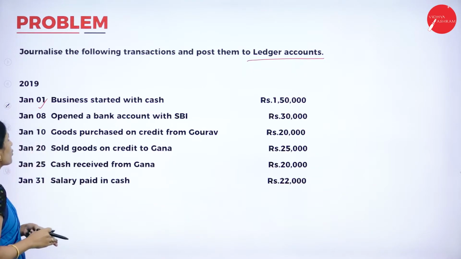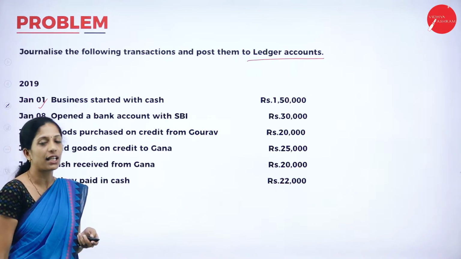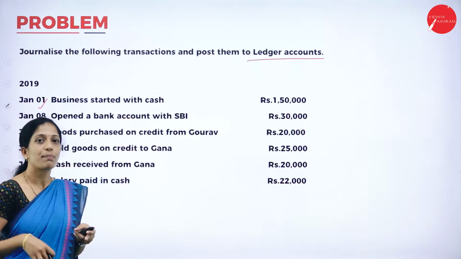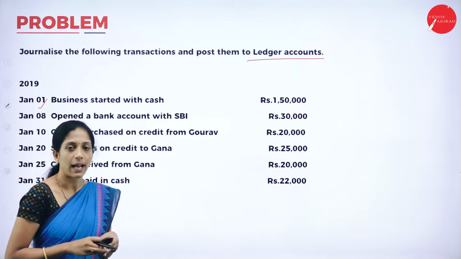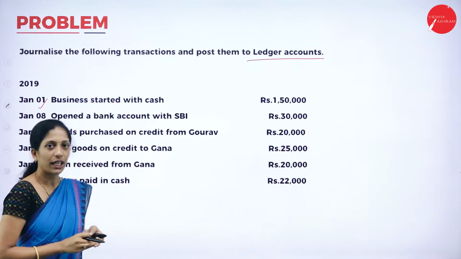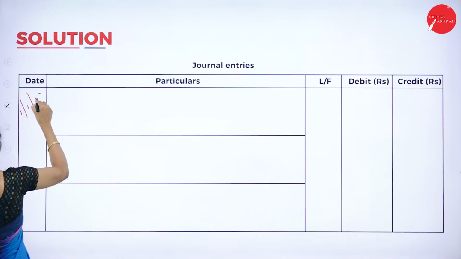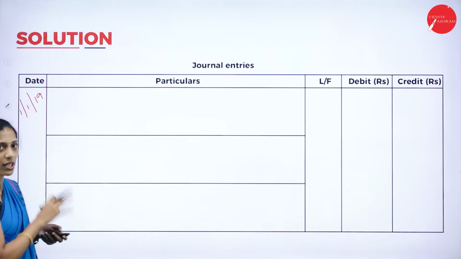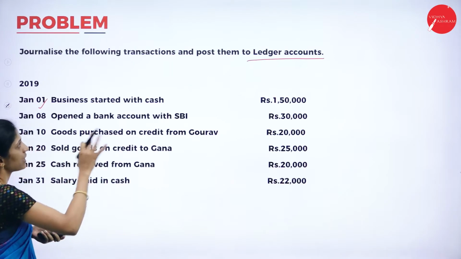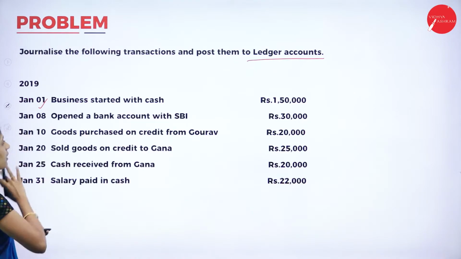Now, coming to the first one, January 1st, 2019, business started with cash rupees 1,50,000. Now, what is your journal entry? The business has been started with cash. That initial investment is called capital. So, cash account debit to capital account 1,50,000. The date is 1/1/2019, and you know the format of journal entries. You can write journal entries in the books of the enterprise, if they have given the name. Here, just write journal entries.